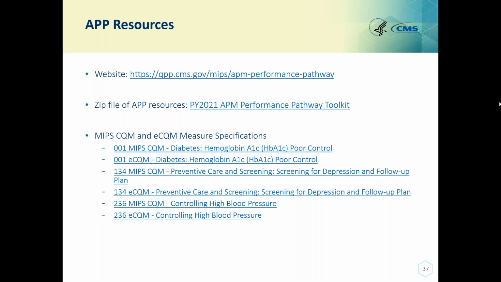Next question. An ACO is the only one that can submit quality via the CMS web interface, correct? If an NPI is in an ACO, that must be submitted via the QPP APM entity.